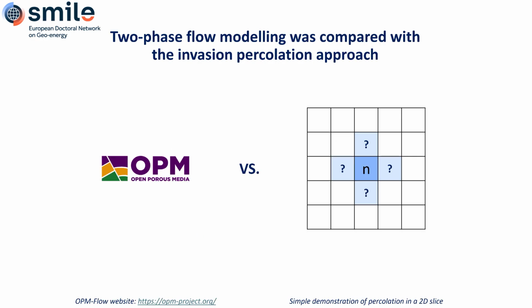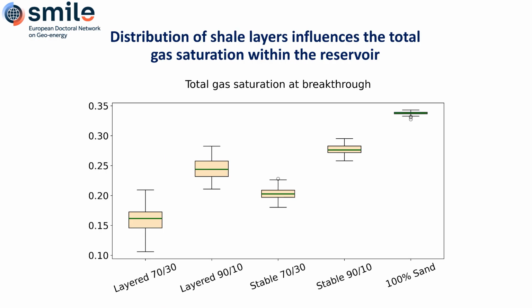We compared results from a commercial simulation tool, in our case OpenFlow, with a simpler invasion percolation method. The commercial software includes detailed flow physics, whereas the invasion percolation method simply looks for the next neighboring cell with the lowest entry pressure for CO2 to invade next. By running multiple simulations per each case, we can see how heterogeneity impacts the total gas saturation at breakthrough.